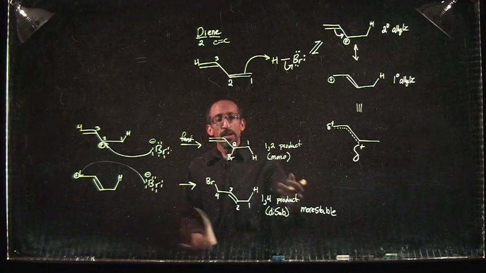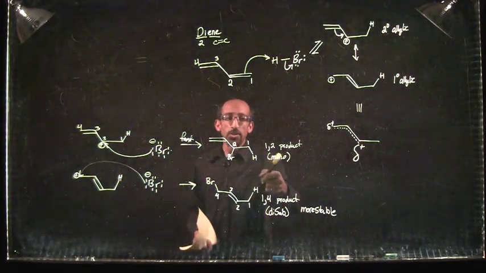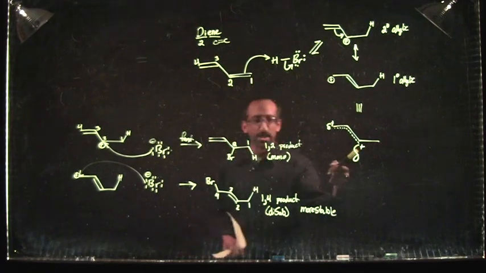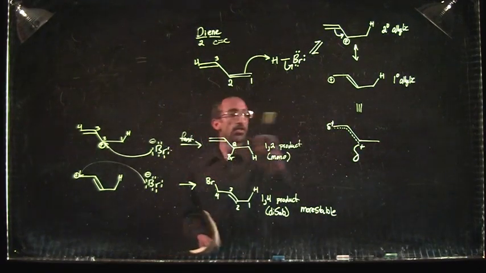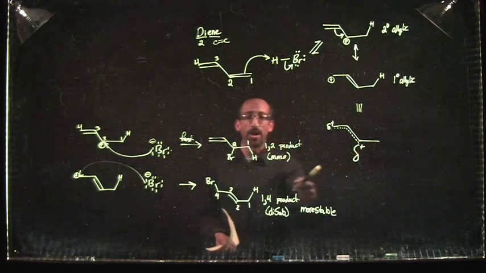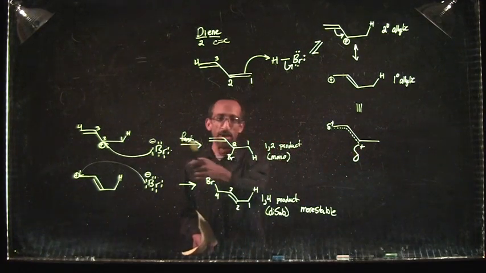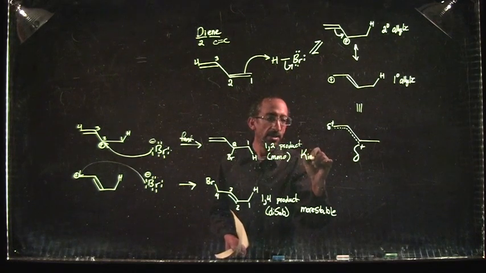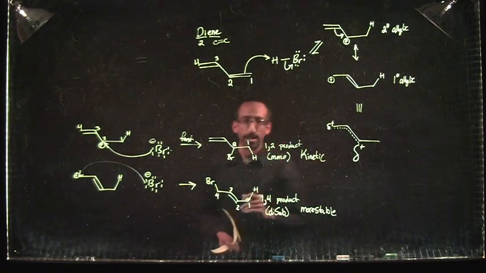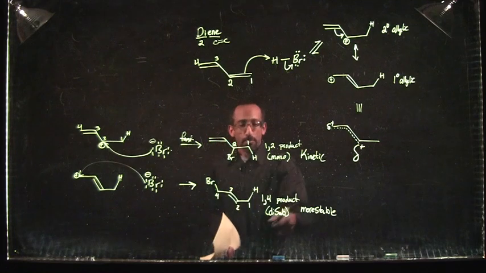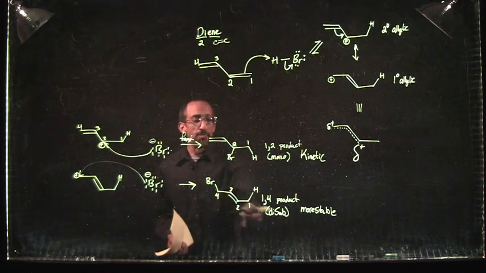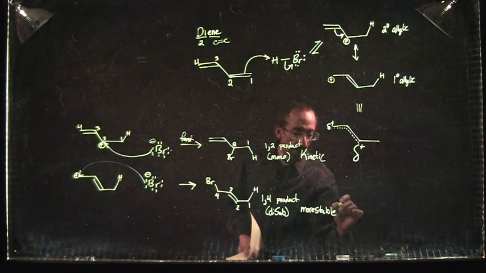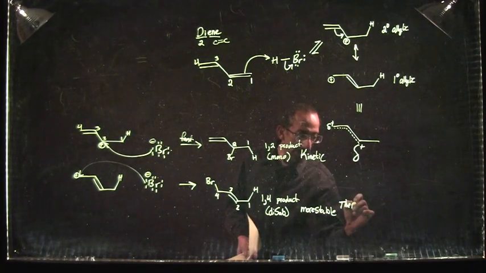Because my 1,2 product forms faster, carbon 2 carries a larger partial positive, and my negatively charged nucleophile is more attracted to that larger partial positive. This process, my 1,2 process, occurs faster. We can call this the kinetic product. However, my 1,4 product produces my more stable alkene, so this is what we call the thermodynamic product.